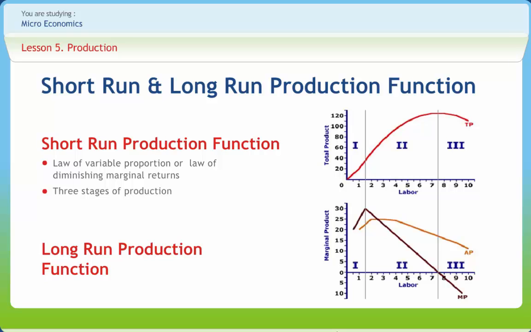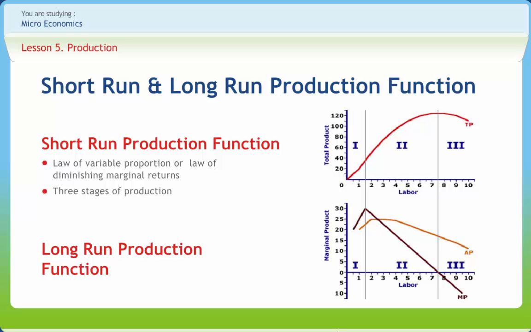Negative marginal return results if the addition of a variable input added to a fixed input actually causes the total production to decline. For example, if 10 workers produce a total of 100 units of output and 11 workers produce a total of 99 units, then the 11th worker is said to have negative marginal returns.